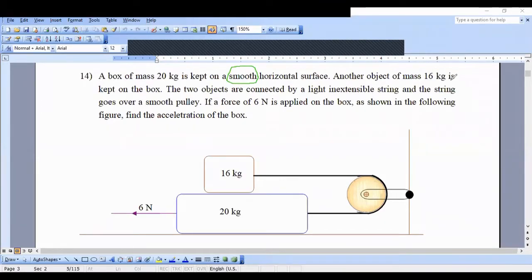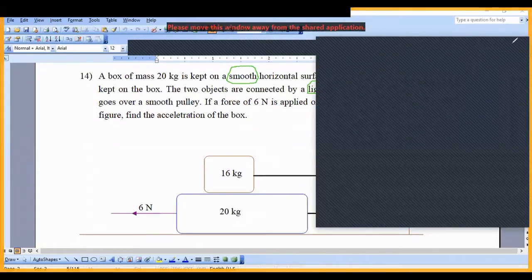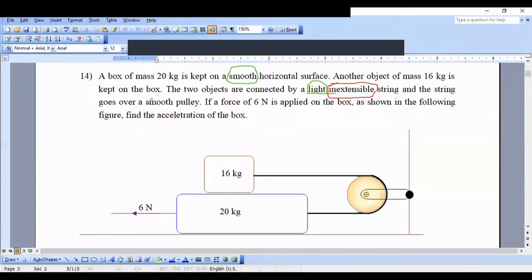Another object of mass 16 kilogram is kept on the box. The two objects are connected by a light string. What does light mean, dear? Light means no mass. Inextensible means unstretchable. You cannot increase the length by applying forces. Then it goes over a smooth pulley. What is the meaning of smooth pulley, dear? No friction.